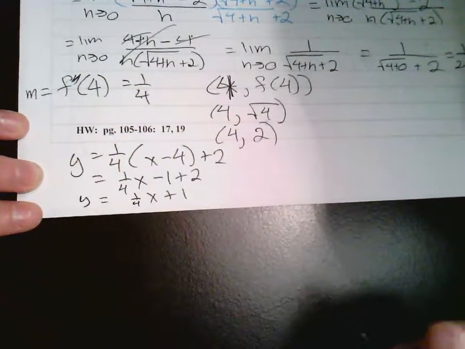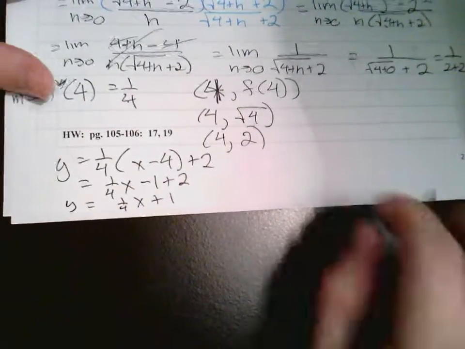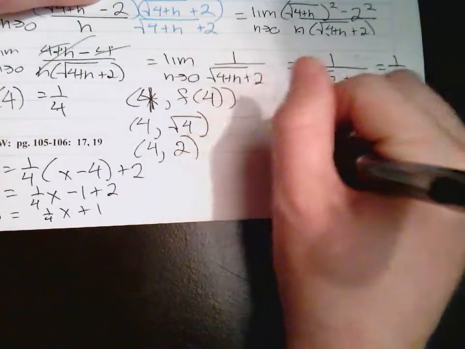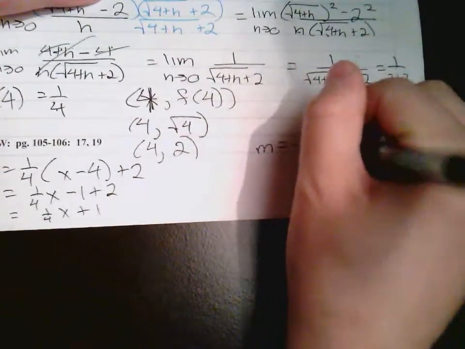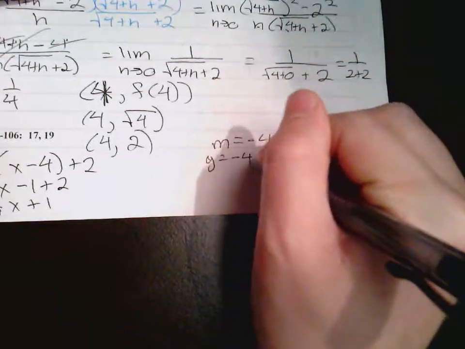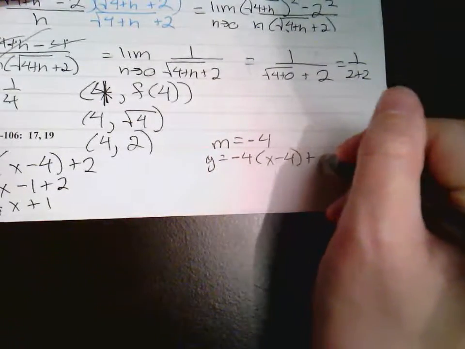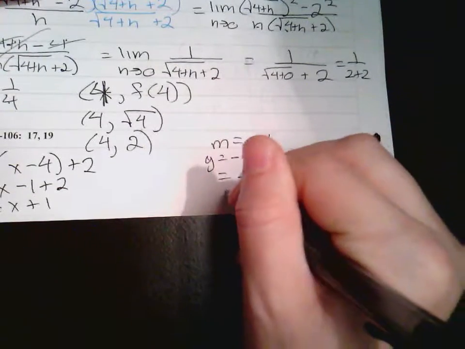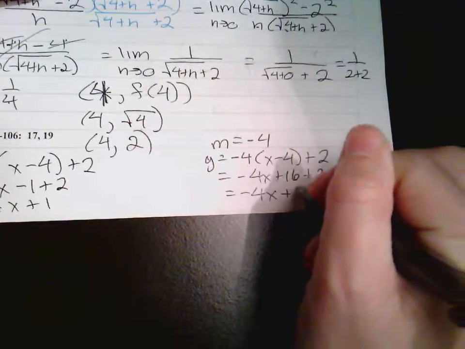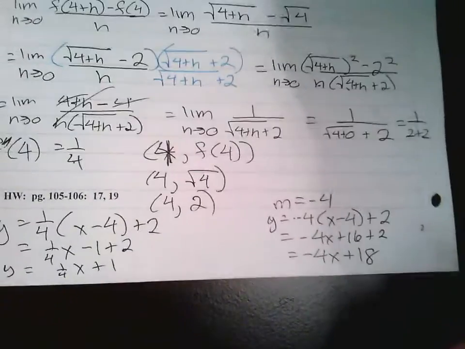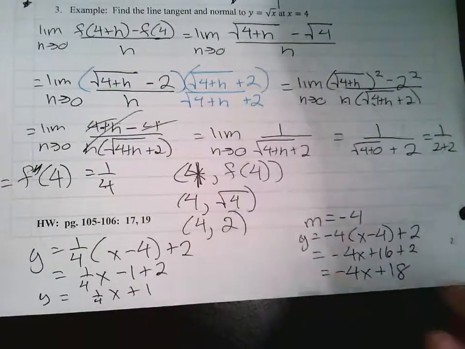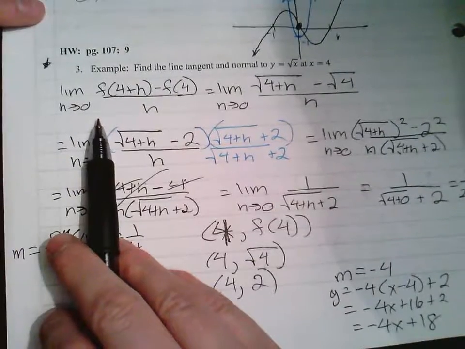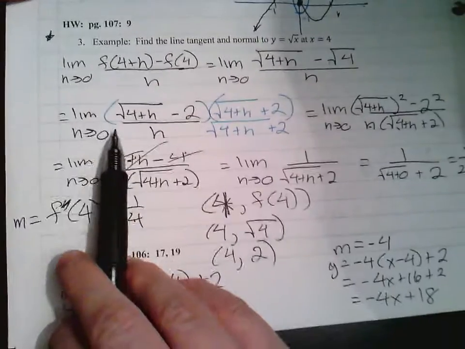That's your tangent line. Your normal line is going to be the opposite reciprocal slope. Normal line is just perpendicular. So the slope is going to equal -4. So y is going to equal -4 times (x minus 4), plus 2. So -4x plus 16 plus 2 is going to be -4x plus 18. Okay, so again, this looks really similar to rates of change, finding instantaneous rate of change, because it is. The derivative is the instantaneous rate of change at a point. So there's the work.